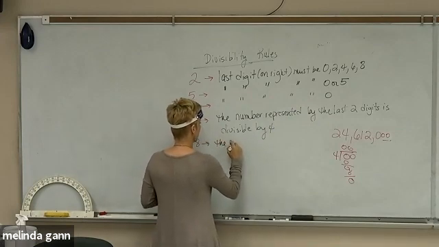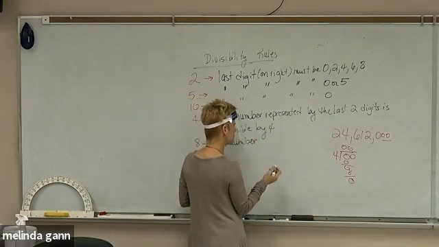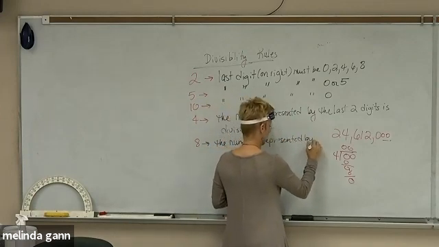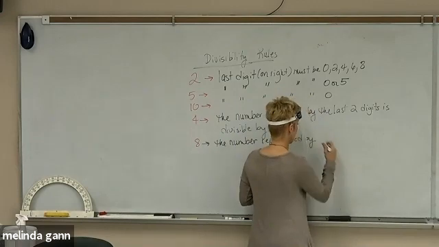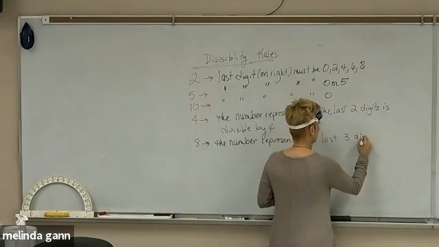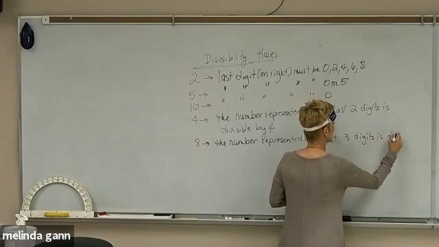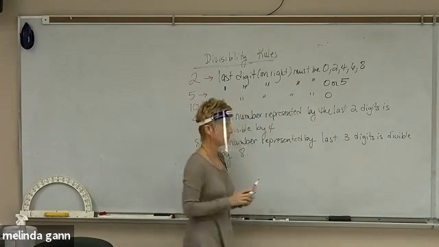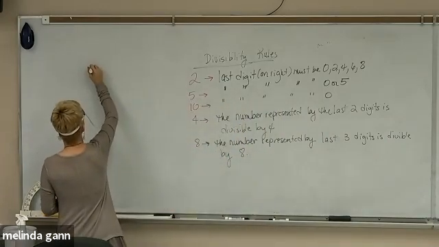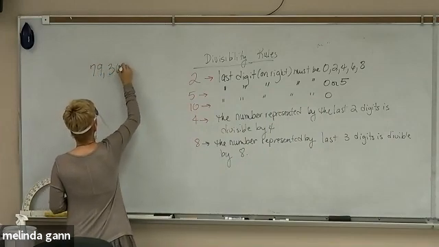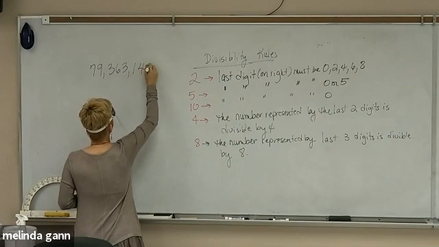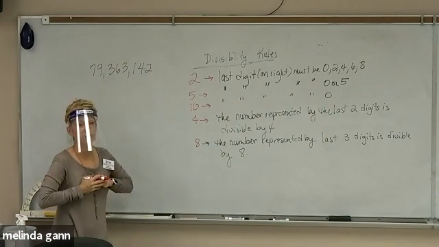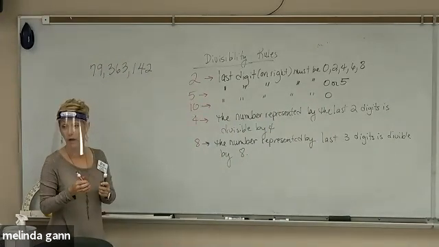that's the number represented by the last 3 digits is divisible by 8. Right, so what do I mean by there? If I want to know if that number is divisible by 8, which digits do I look at? The last what? 3.